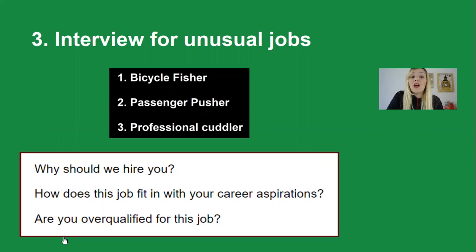Maybe some people have heard of passenger pusher, because apparently it's a bit common in some Asian countries. If you've got a train station and it is too crowded, too busy, there is someone there that is just there to push people inside the train. So I asked them first, can you imagine what is a bicycle fisher? If they are from the Netherlands, probably they are going to know, because apparently loads of bicycles fall down into the canals, and people are hired to go and fish these bicycles.